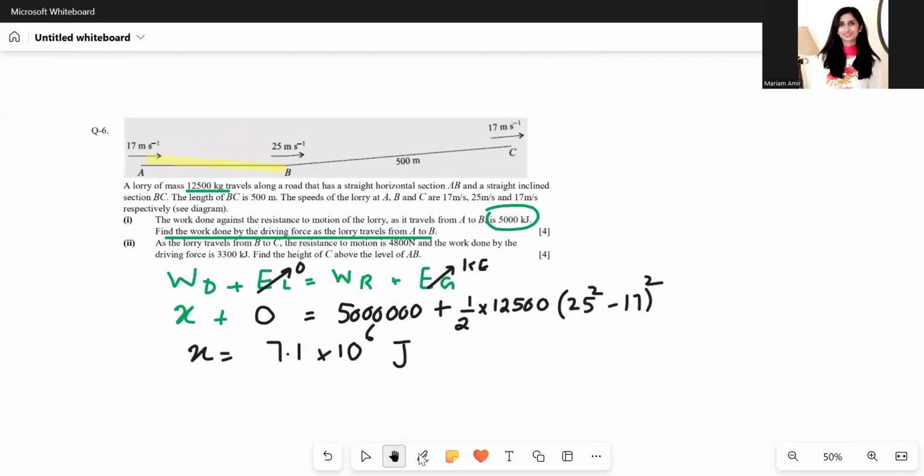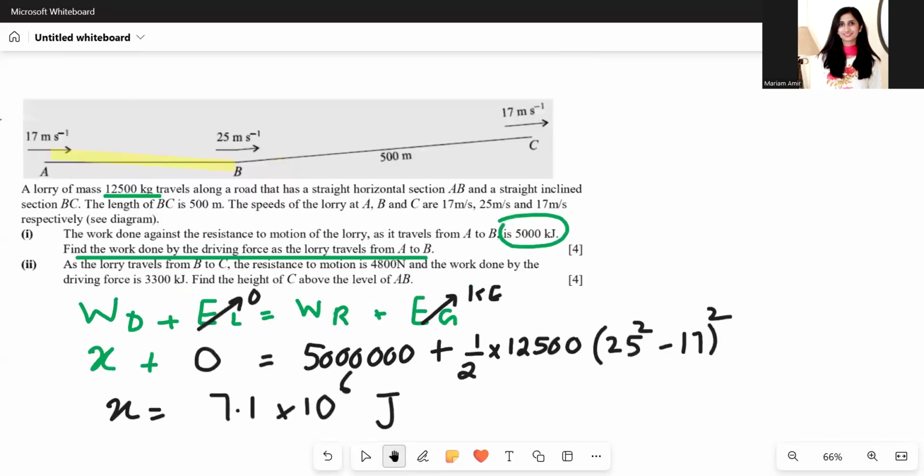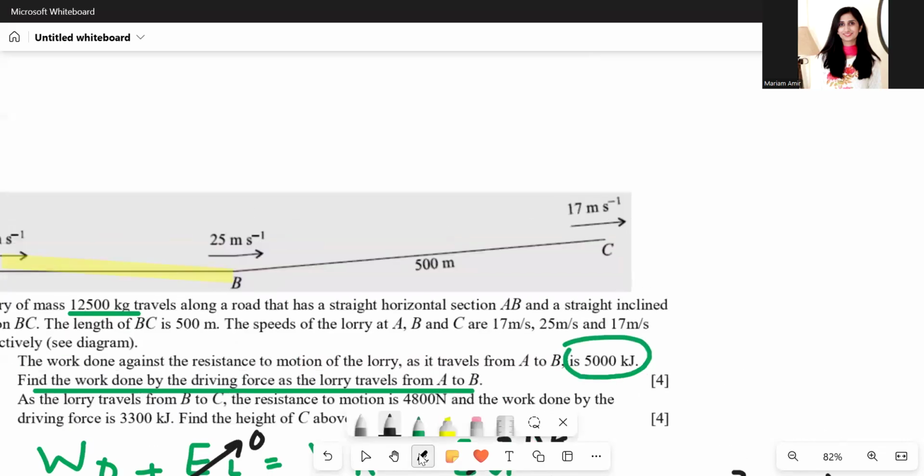Okay. Part 2 is that as the lorry travels from B to C, the resistance to the motion is 4,800 Newtons. Now, the work done is not given, just the resistance is given. So how will we find the work done by this resistance? 4,800 Newtons is given. Because the formula for work done is F times D.